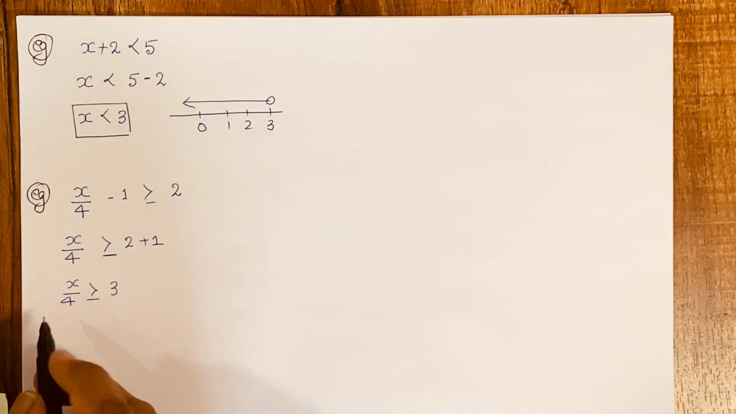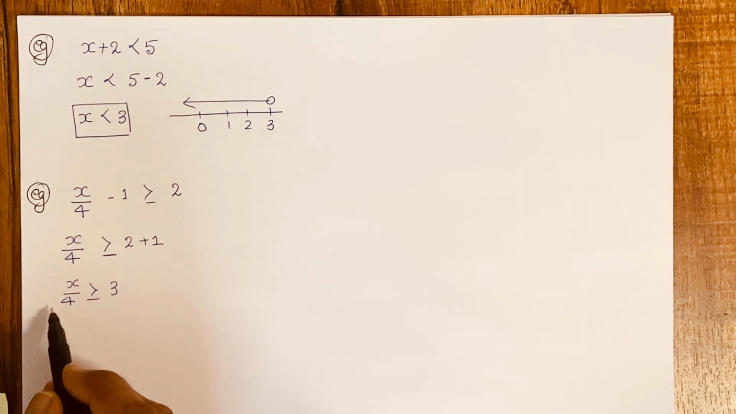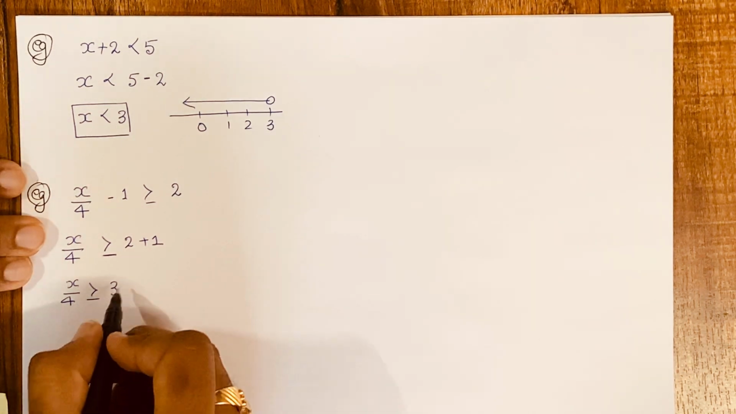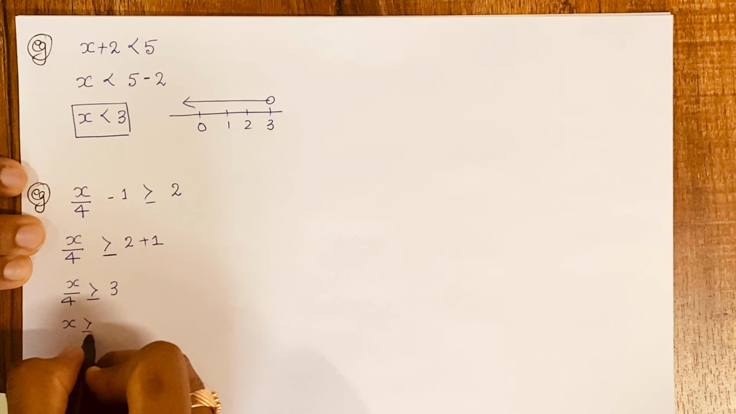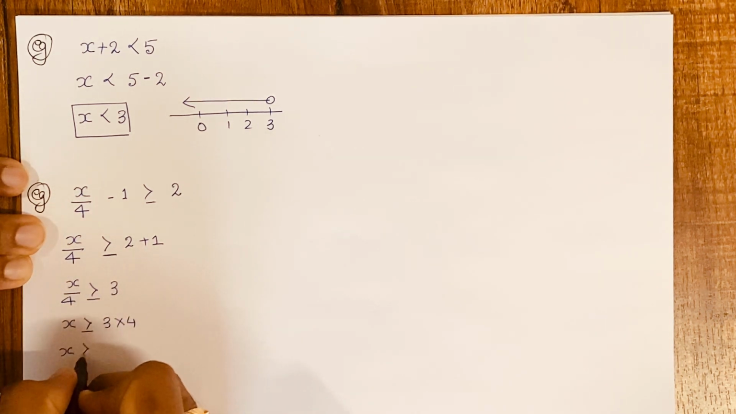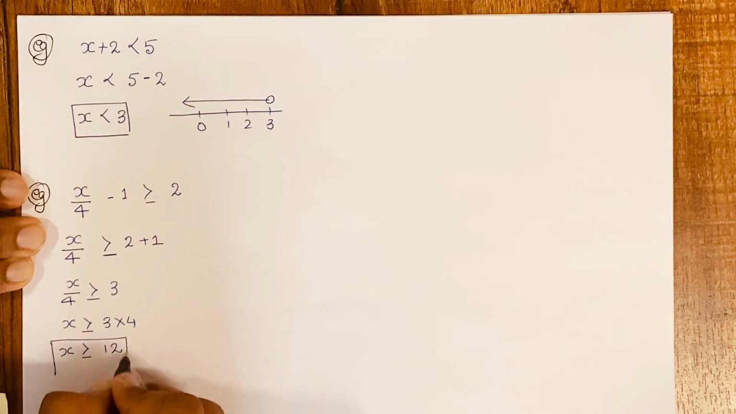Now you see 4 is in the denominator. We have already learned linear equations. You might know you have to cross multiply. So 4 will go and multiply by 3, and it becomes x is greater than or equal to 3 into 4. So x is greater than or equal to 12. This is my answer.